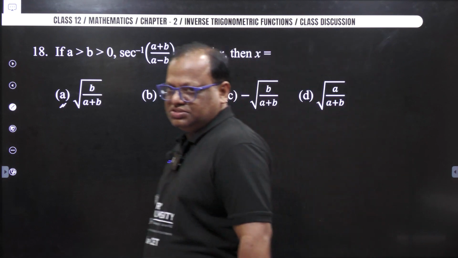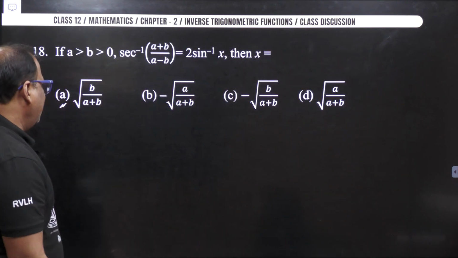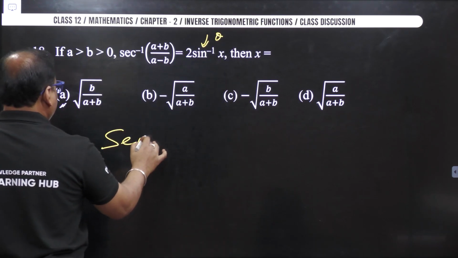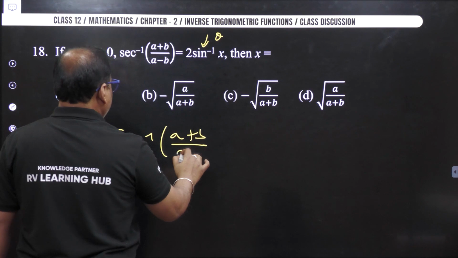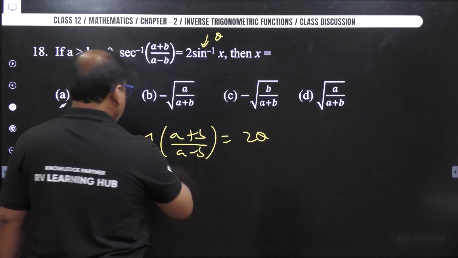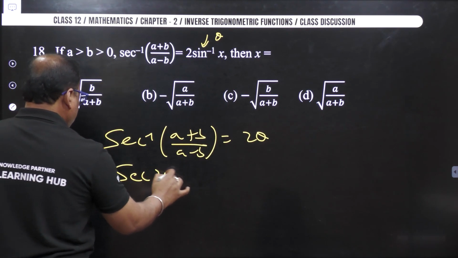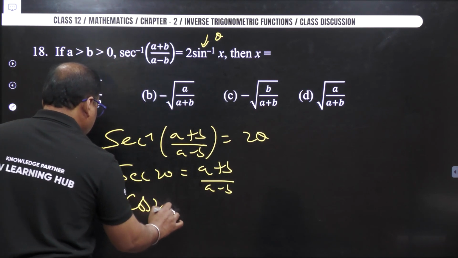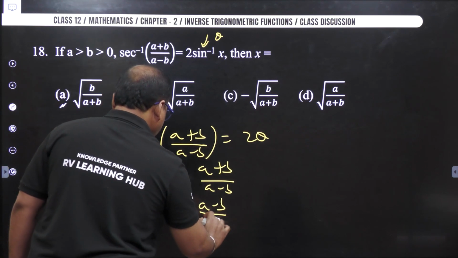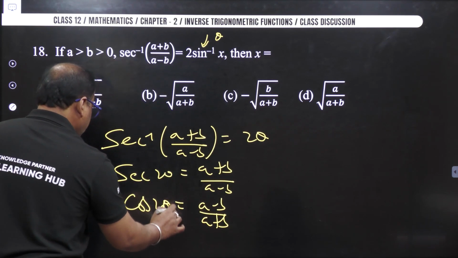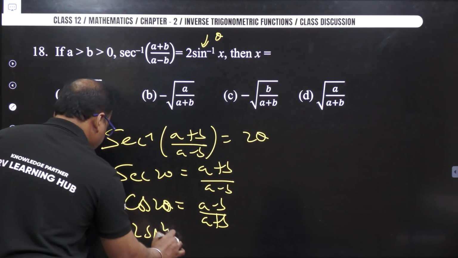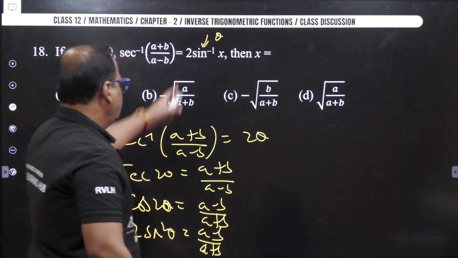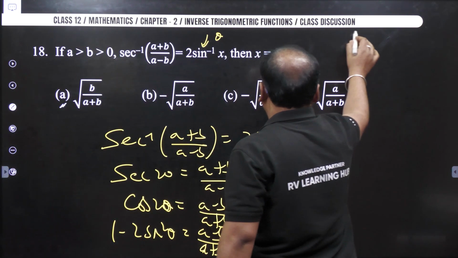This we have already discussed. Please recall, by taking this as theta. So secant inverse of a plus b divided by a minus b is equal to 2 theta. So secant 2 theta is equal to a plus b divided by a minus b. So cos 2 theta is equal to a minus b by a plus b. So cos 2 theta is nothing but 1 minus 2 sin square theta, equal to a minus b by a plus b. So now sin inverse of x equal to theta.